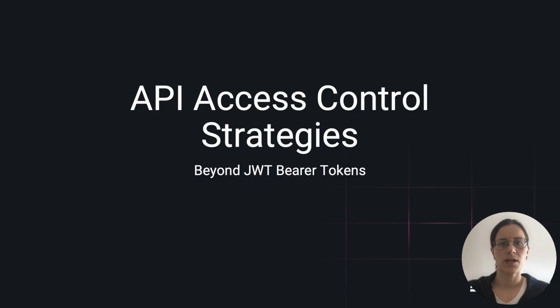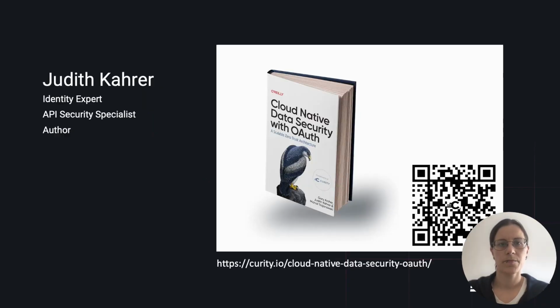This talk is about things you should consider when implementing API access control with JWT tokens, things that can go wrong, and how to fix the issues.